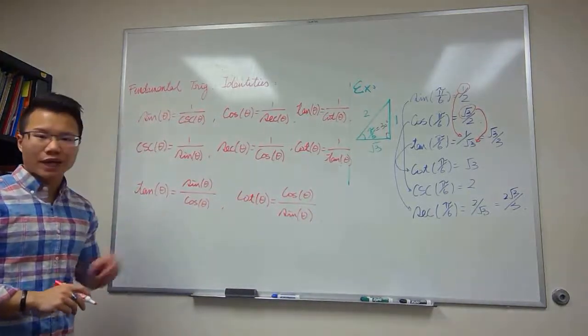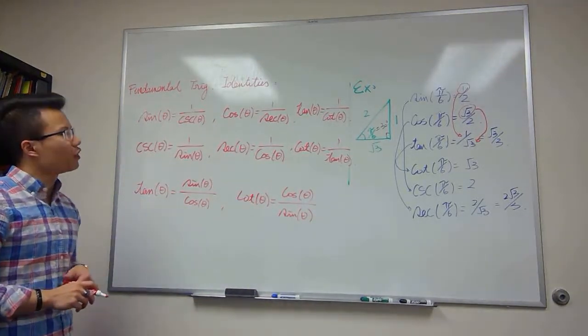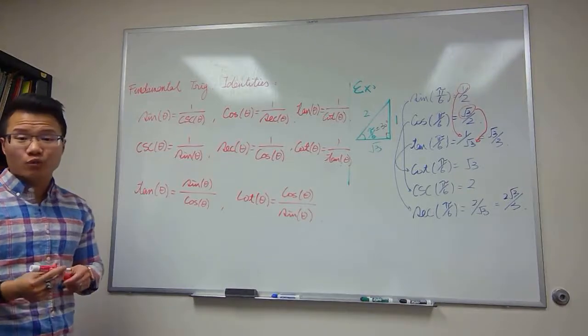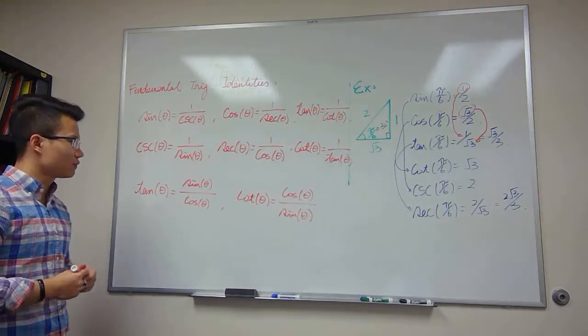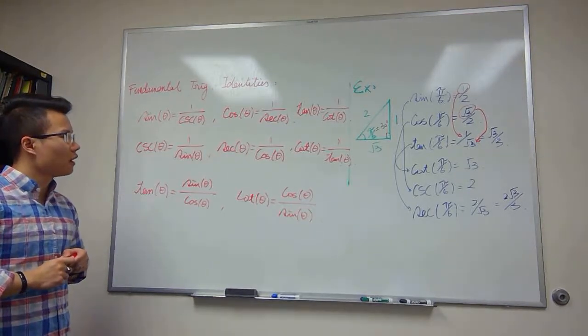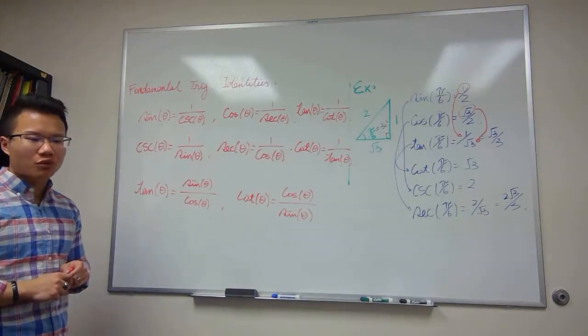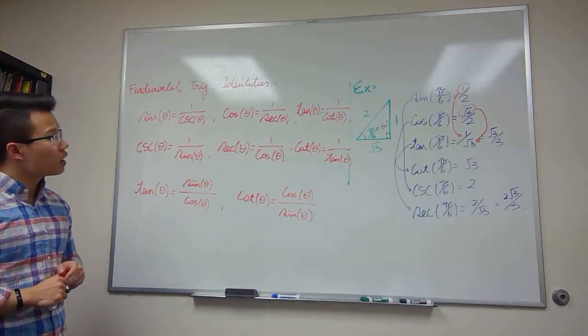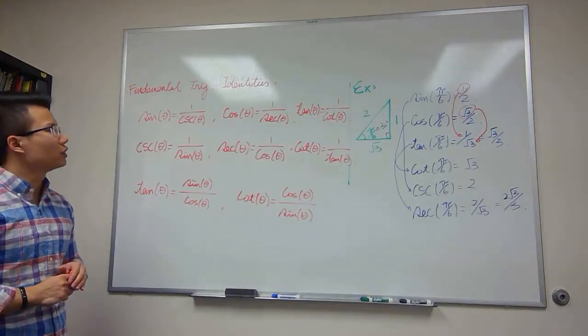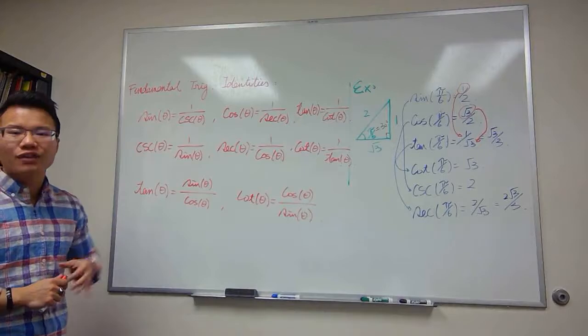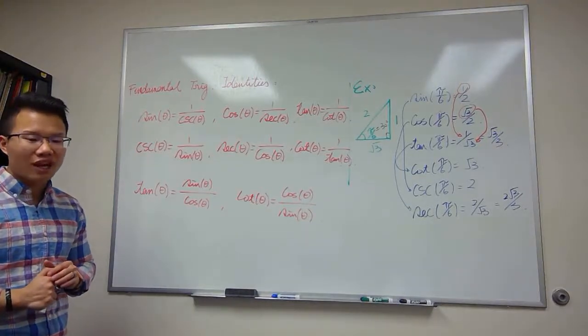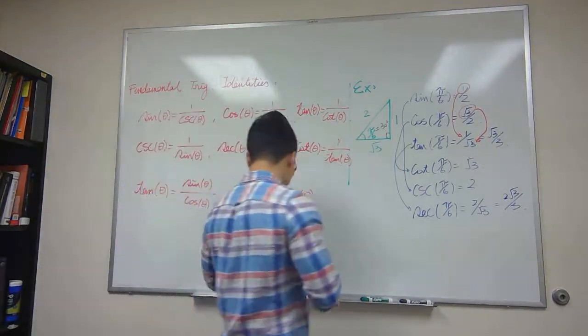So then we got these 2 new formulas right here, and that worked out just perfectly for us. After we introduce the fundamental trigonometry identities, there is another whole set of identities. It's called the Pythagorean identities.